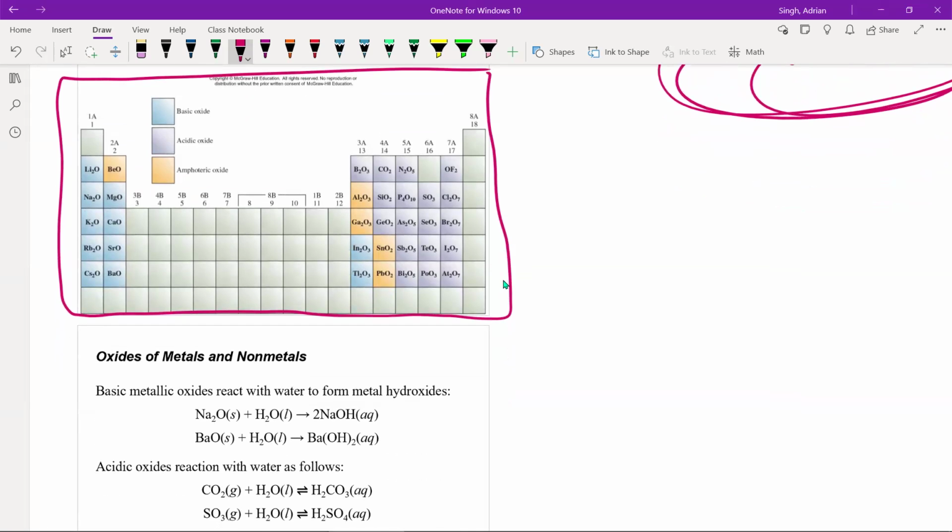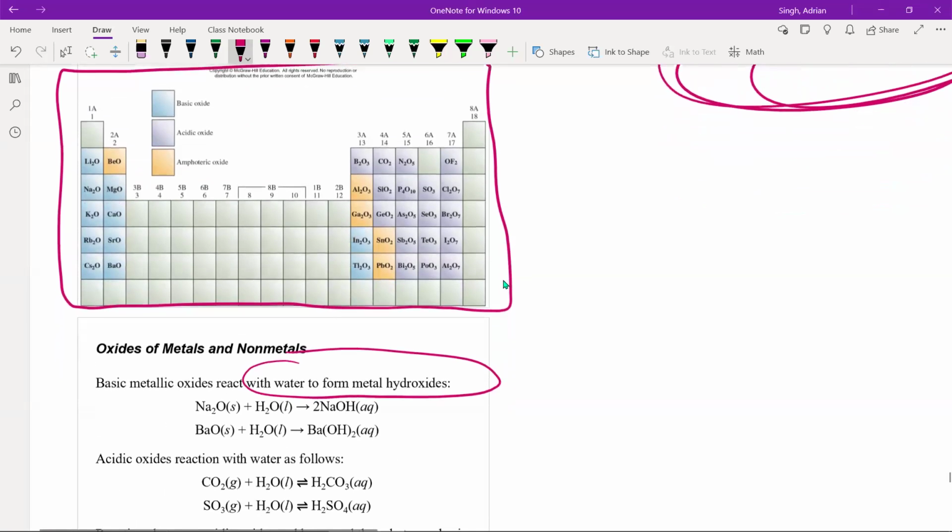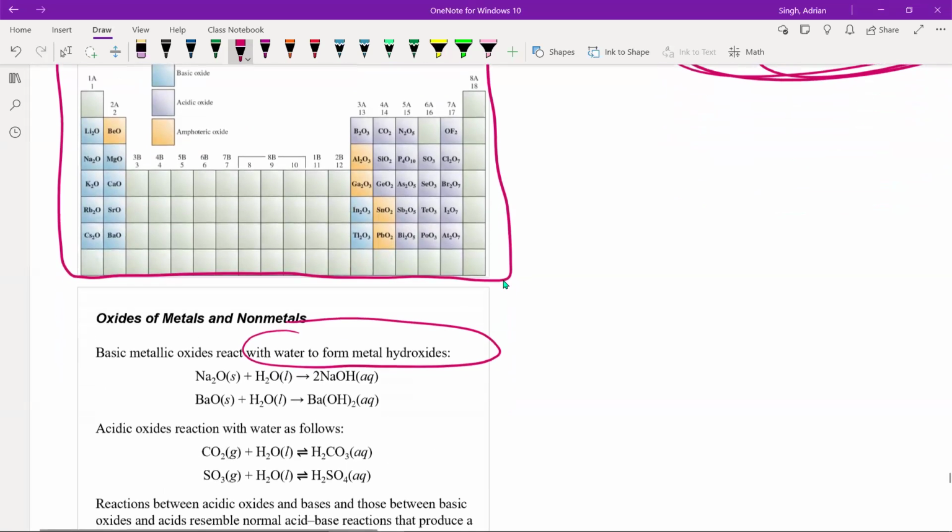So generally, what we're going to see is that the ones in blue, right? Those are your basic oxides. So these are oxides of the group 1, typically in the group 2 metal oxides. These will react with water to form metal hydroxides, right? Because they form hydroxides, that makes them bases. So for instance, let's say sodium oxide can react with water to produce sodium hydroxide, and that obviously would be a base.